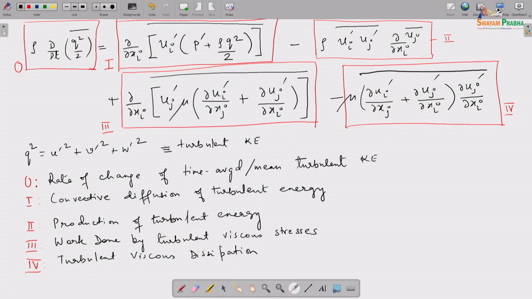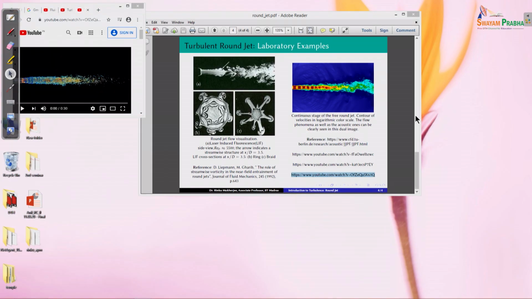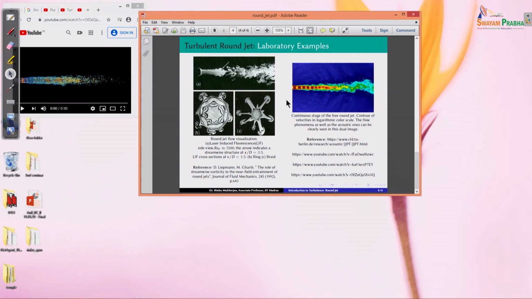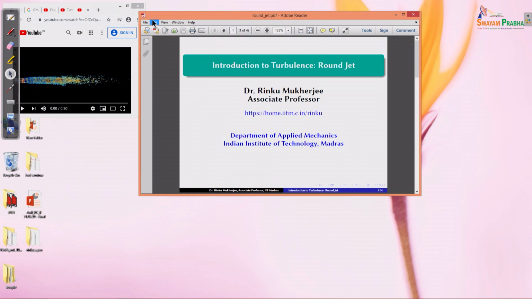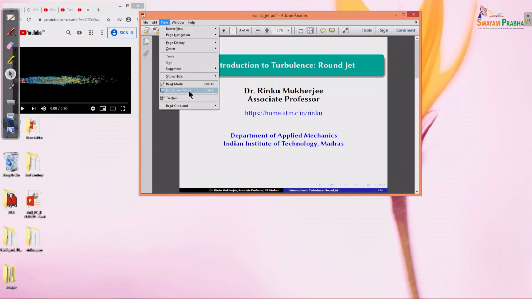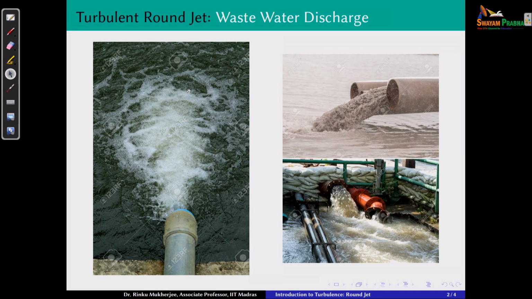Now, what we will start with from the next class is something called a round jet. What is a round jet? We shall get to that in a bit. So, let us go to a little presentation that I have made. Now, this is the first thing that we are going to start studying: these turbulent round jets. What are these turbulent round jets, and where do you see them?